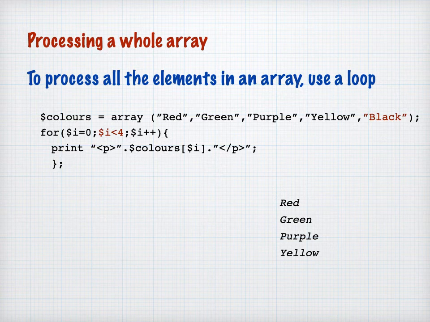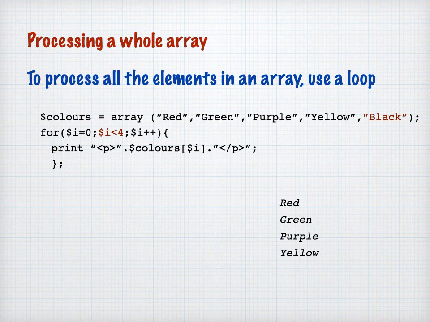Now, often in our programs, we won't actually know how many items there are in the array, so we can't actually write that number down. We can't write 4, we can't say I is less than 4, because we don't actually know it's going to be the number 4. So how do we overcome this? Well, there's a built-in function called count, and functions in PHP are a very similar idea to functions in Excel or a different spreadsheet. And what count will do is tell us how many items there are in an array.